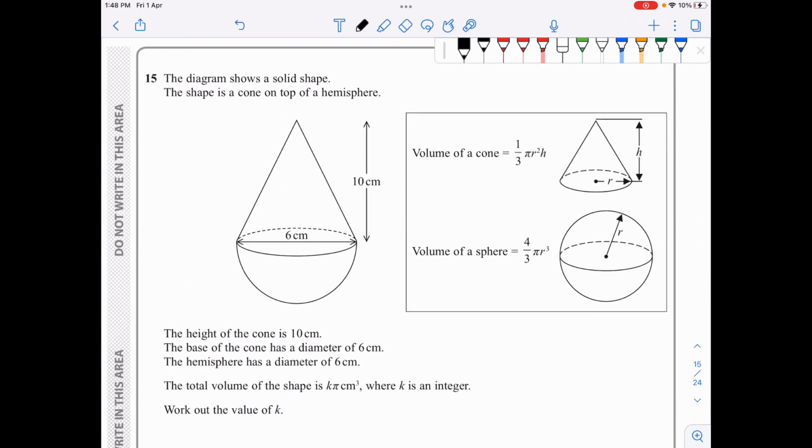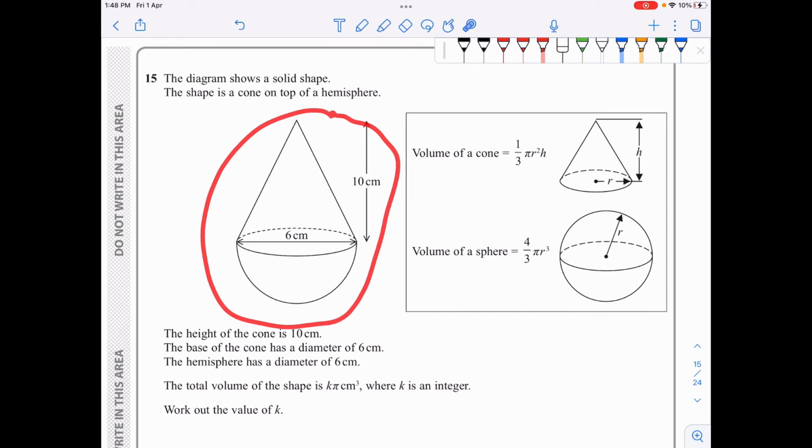In 15, we've got a solid shape. It's a cone on top of a hemisphere. The height is 10 centimeters. The diameter is 6 centimeters. We are being told that the total volume of the whole shape is k pi cubic centimeters, and we need to work out the value of k. We're also given the formula for the cone and the volume of a sphere.